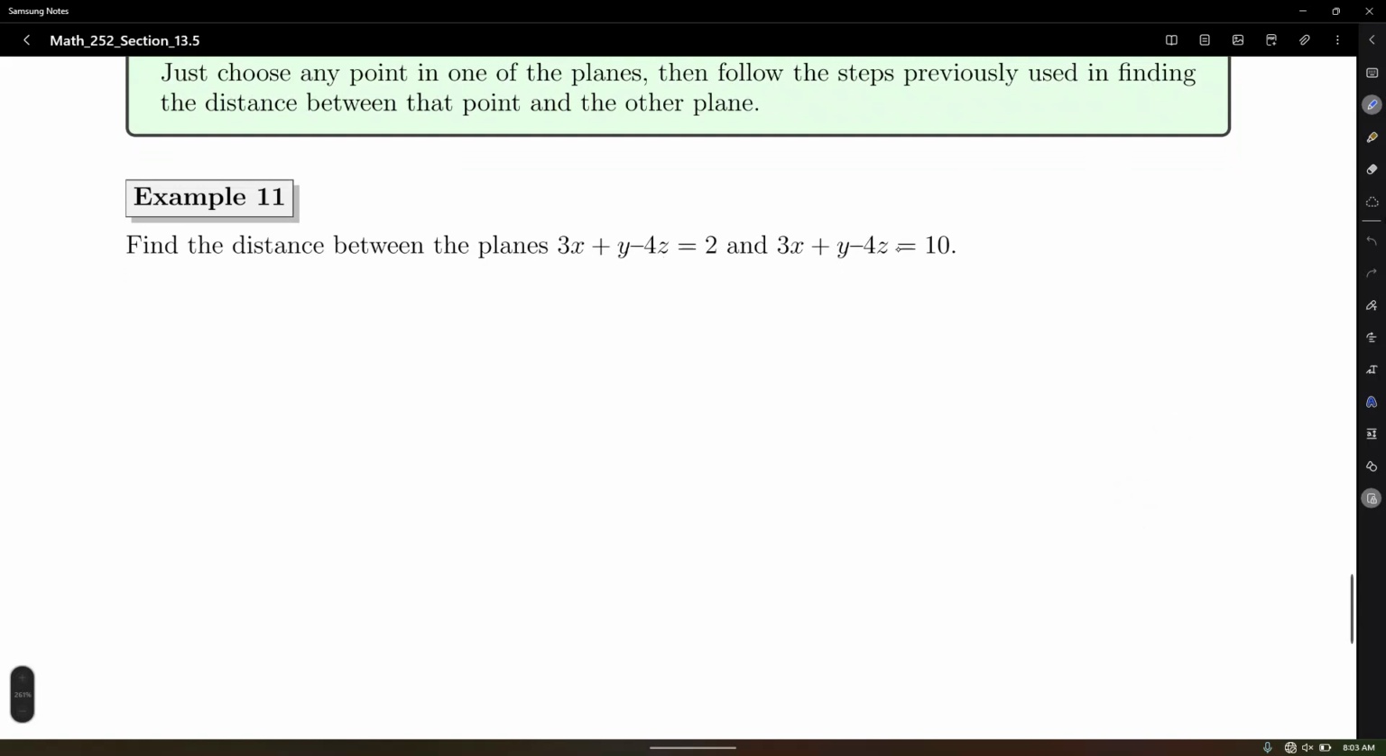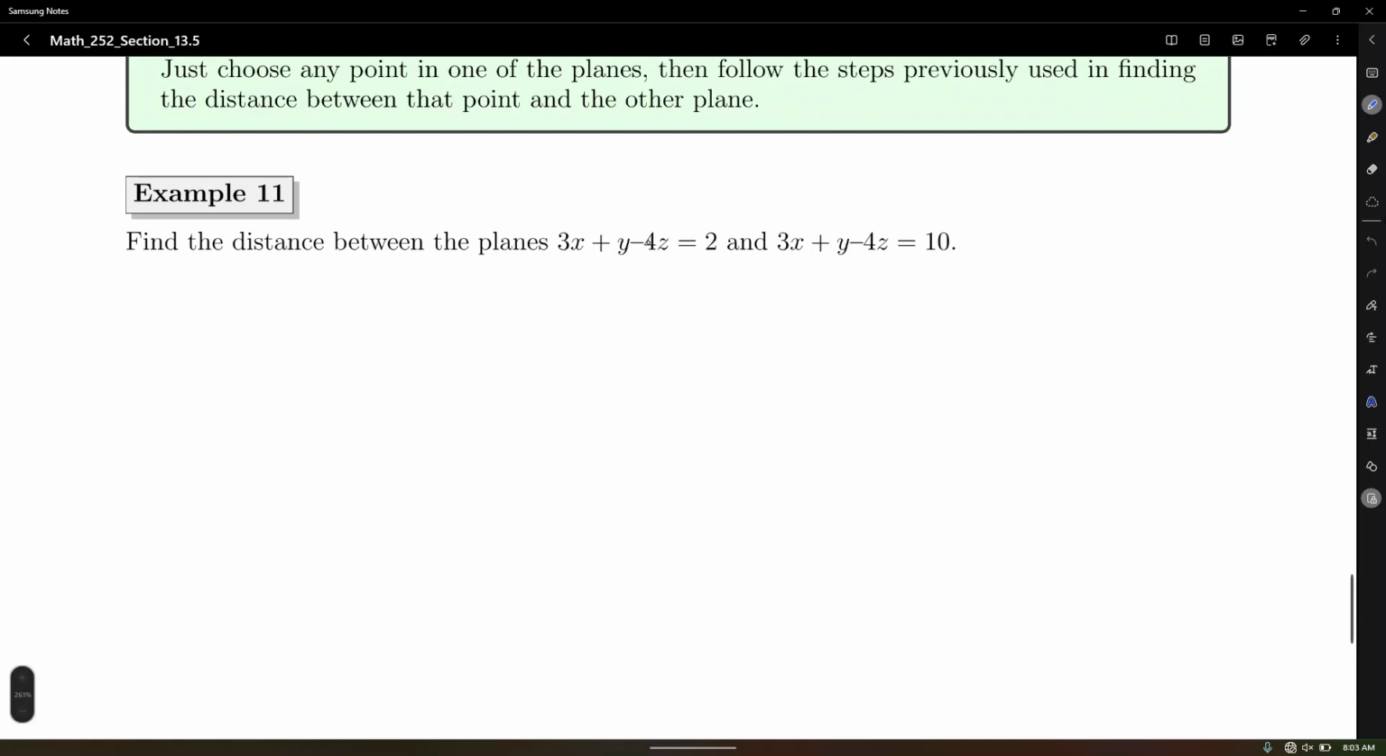Well, we're given two planes right here. So all we need to do is observe the coefficients of x, y, and z, because again, those coefficients give us the direction vector of the plane, the vector that is normal to the plane. In this case, we can see 3, 1, negative 4, 3, 1, negative 4. All that changes is these numbers right there, right?